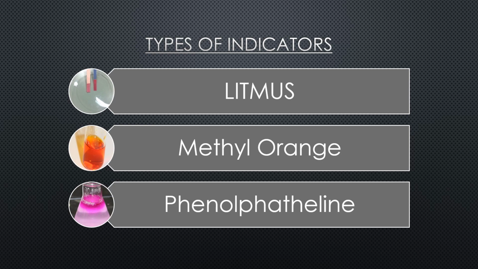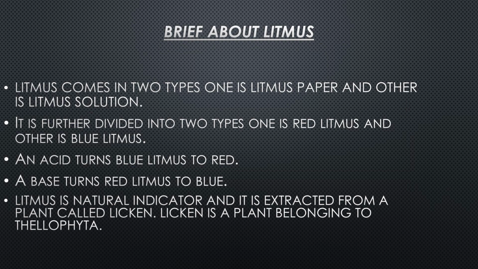Number one, litmus. Number two, methyl orange. Number three, phenolphthalein. You are watching these three names on the screen. Now we will discuss litmus. Litmus comes in two types. One is litmus paper and the other is litmus solution. It is further divided into two types: red litmus and blue litmus.